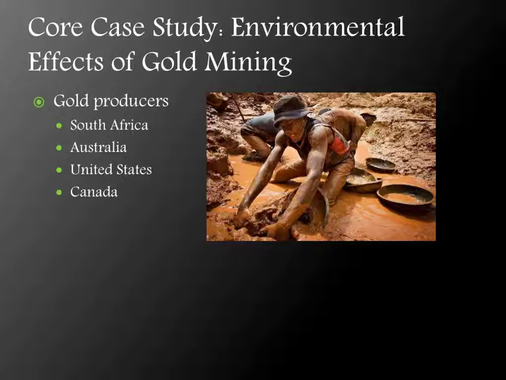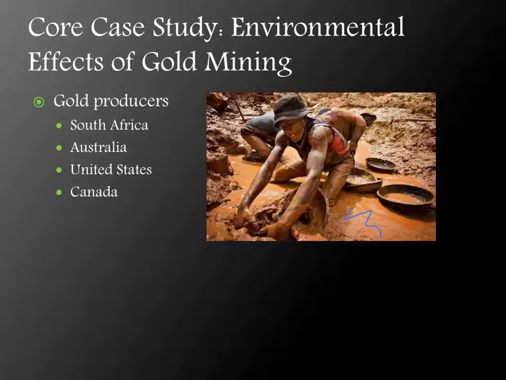Case study: environmental effects of gold mining. Here's just a little example. The big gold producers around the world are South Africa, Australia, United States, and Canada. You can see those poor people in there right now. What they're trying to do is pan for gold. That was very common, of course, back in the gold rush days of the United States. We don't do it that way anymore. It's much more mechanized. But in order to take the gold away from its gangue or its impurities, they add cyanide to it. If you know anything about cyanide, it's a toxin, and that toxin gets into the environment here.